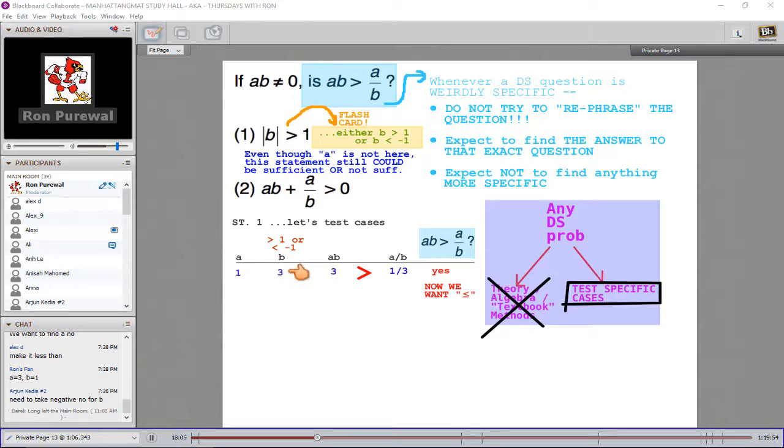Well, if we just keep B as 3, we can just take a negative number, right? So if A is -1 instead of +1, then you're going to have the same numerical values, but they're just going to be negative. So -1, still 3. Now this is going to be -3, and now this is going to be -1/3. Or you could make B negative. That would work too. So that's less than or equal to, and so this is a no to the question. That's not sufficient.